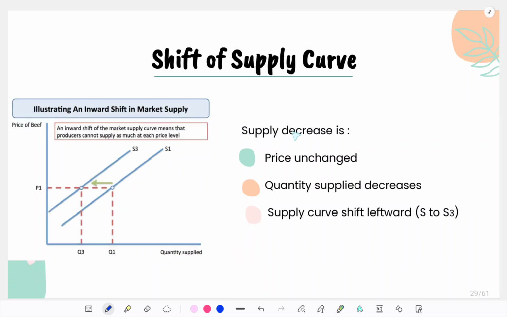Meanwhile, for supply decrease, it shows that when the price is unchanged at P1, quantity supplied decreases from Q1 to Q3. The decrease in the quantity supplied will affect our supply curve, which will shift leftwards from S1 to S3.